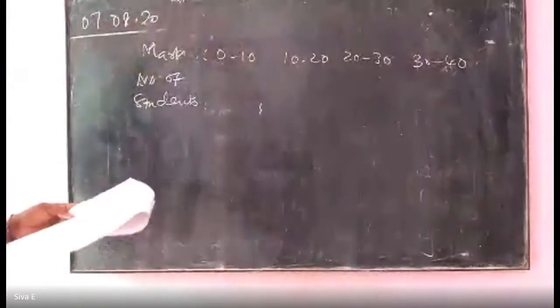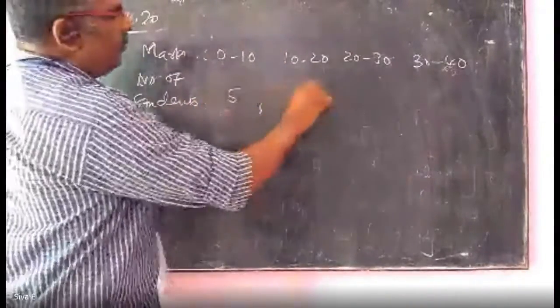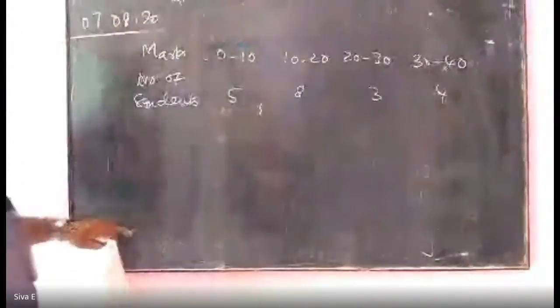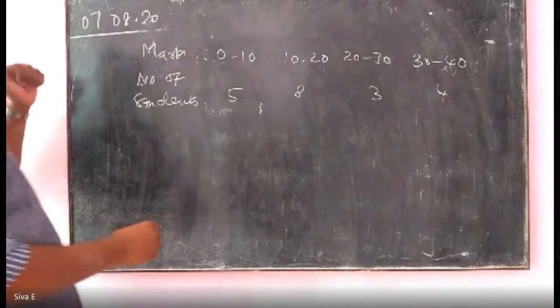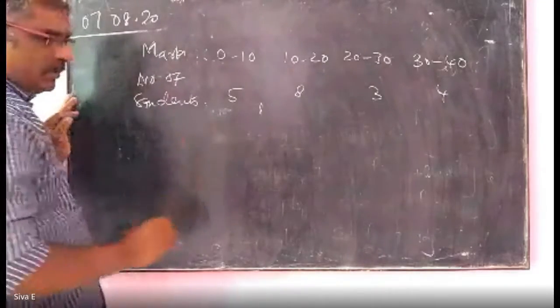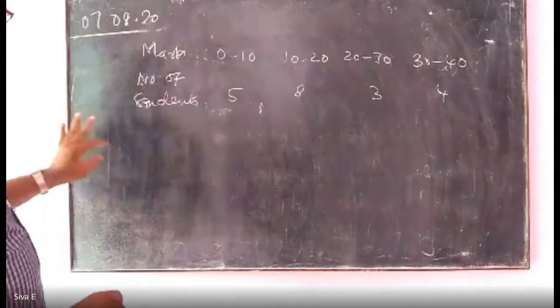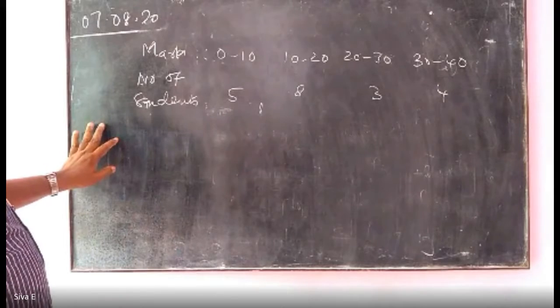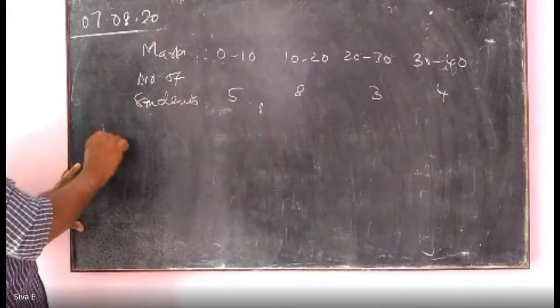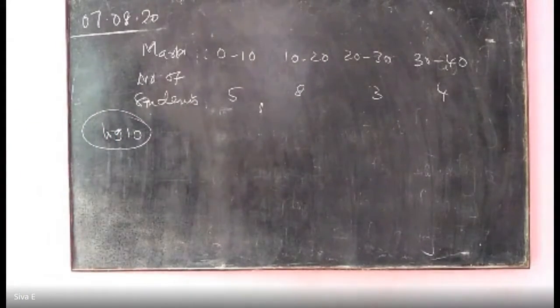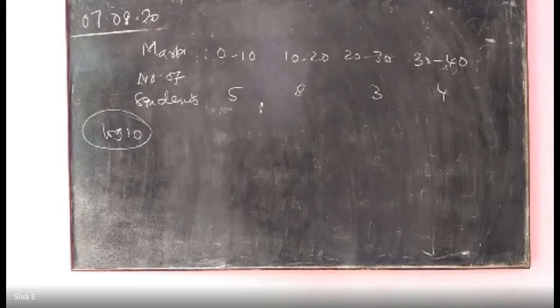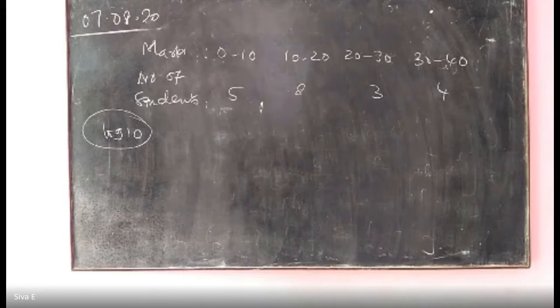30 to 40: 5, 8, 3, 4. The problem may be lengthy or smaller, but you have to understand the concept. Here we have to form the table. When finding the geometric mean, always calculate log base 10, not natural log.